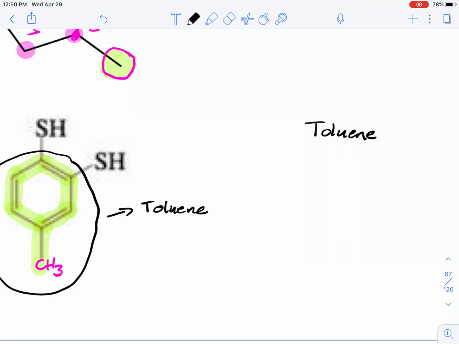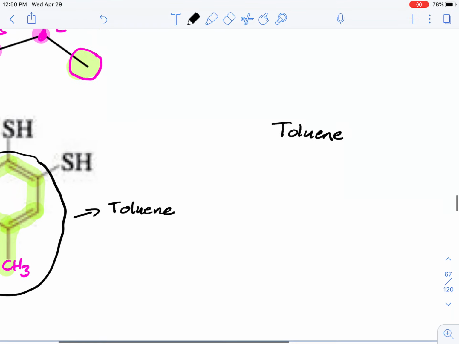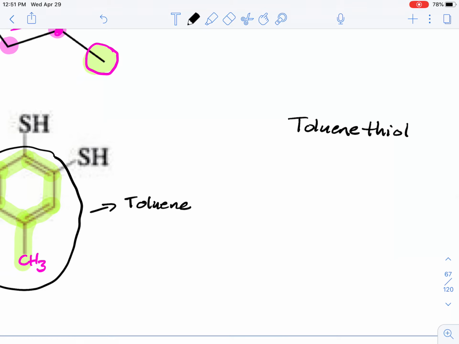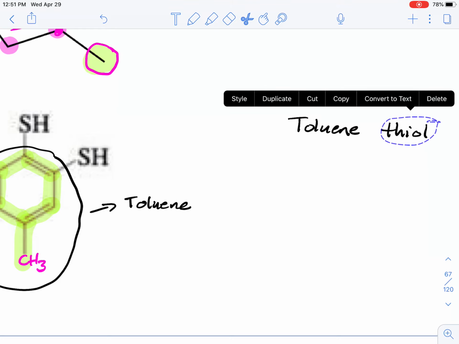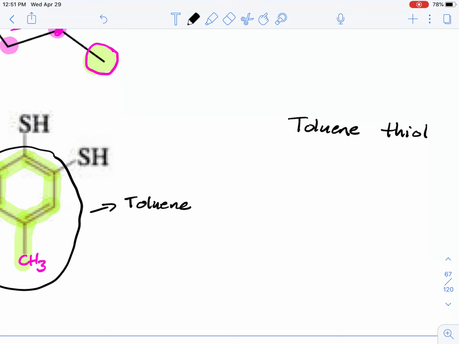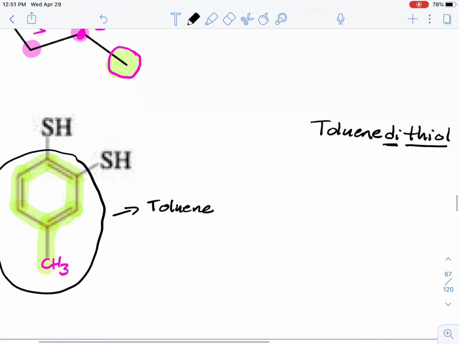And so after we've named the parent chain, we're just going to simply add thiol. So we have toluene thiol. And since we have two thiols, we're going to have to modify what I just wrote down and make sure that I write di to communicate to the reader that I have two thiols. The last thing that I need to do is communicate what carbon number those thiols are found in.